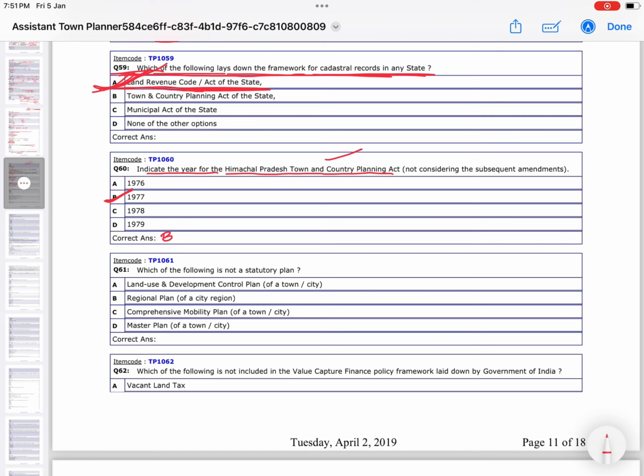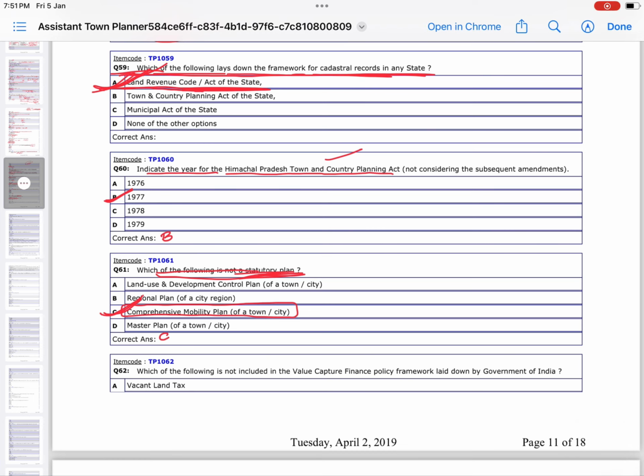Moving on to question number 61. Which of the following is not a statutory plan? Regional plan, comprehensive mobility plan, master plan, land use and development plan. The answer is the comprehensive mobility plan of a town or a city. You can see that it's not a statutory plan. So C is the correct answer.